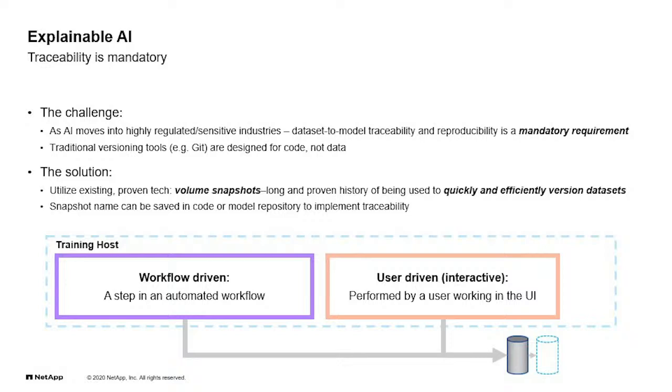There are two approaches users can leverage for this traceability. It's either a workflow-driven approach, which is a step in an automatic workflow like a Kubeflow pipeline, or an interactive approach. Users can perform this versioning working in a UI or command line interface. Both ways provide the same NetApp snapshot data management capability.